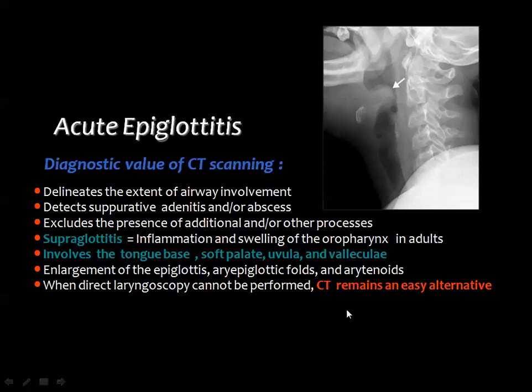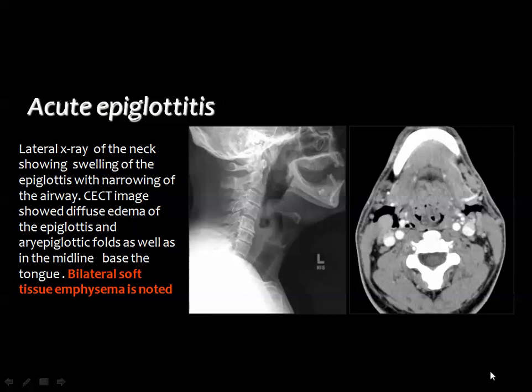Then the usual way is to have a plain X-ray and to do a direct laryngoscopy. But if this laryngoscopy is difficult or cannot be performed, then CT may be of help. And on the CT scan, you will see that the epiglottis is inflamed, and sometimes you can see air loculi within the inflammatory mass.